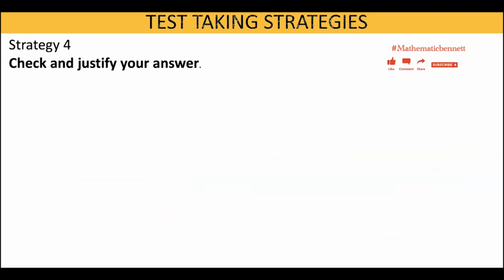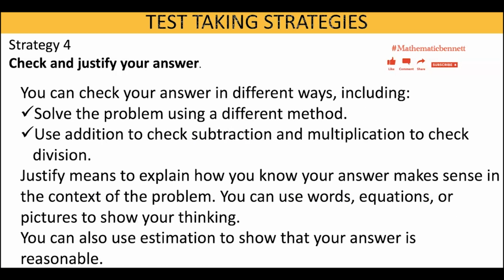Alright, our last strategy. Check and justify your answer. You can check your answer in different ways, including solving the problem using a different method, use addition to check subtraction, use multiplication to check division. Justify means explain how you know your answer makes sense in the context of the problem. So sometimes you get an answer and you're supposed to ask yourself, could this be the answer? Because imagine a question asks you the number of days and you got a negative number. You would never assume that that's correct because you know that the days can't be negative. So you can use words, equations, or pictures to show your thinking. You can also use estimation to show that your answer is reasonable.